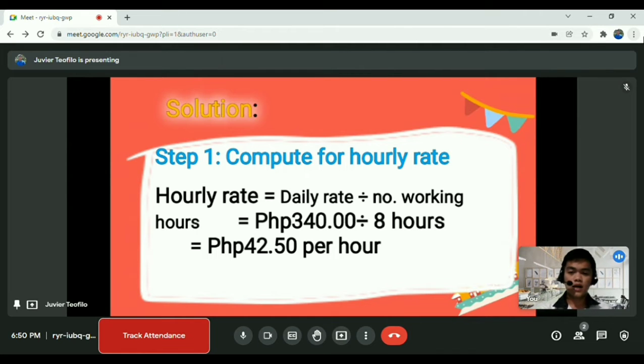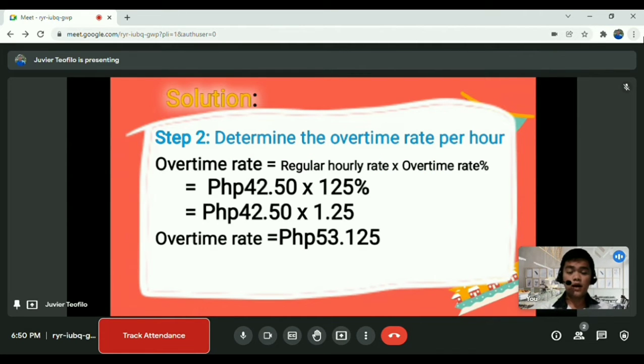So this is step 2. Determine the overtime rate per hour. Overtime rate is equal to regular hourly rate times overtime rate. So as I have said, we have 42 pesos and 50 centavos as our regular hourly rate multiplied by 125%. Okay, sir, where did you find that 125%?